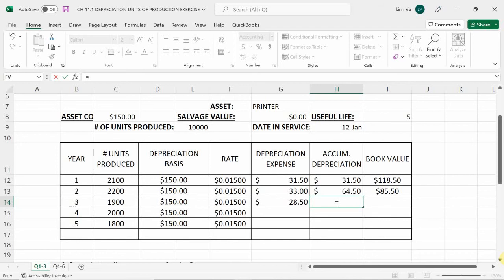How much depreciation do I have so far? So you'll be adding the 28.50 to the 64.50. Correct. Right? Because this is what I have so far, and I just added more depreciation. So what is my total accumulated depreciation? Okay, I got $93. Good.